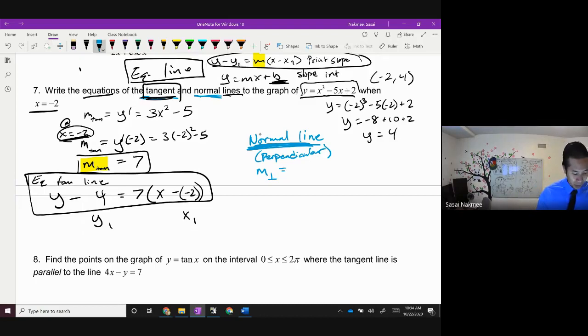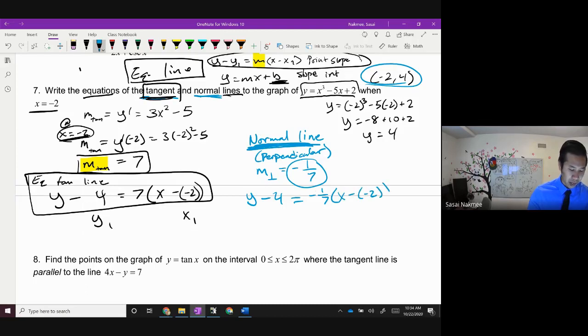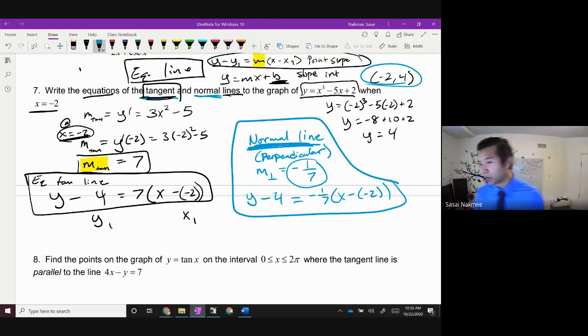So if the slope of the tangent line was 7, the slope of the perpendicular line is going to be -1/7. And of course, it's going through the same point. So the slope right here is going to give me the new equation of a normal line, which is y minus the same point, which is 4. But the slope is the only thing that's different here. And it's going to become -1/7 times x minus -2. And that's your equation of your normal line.